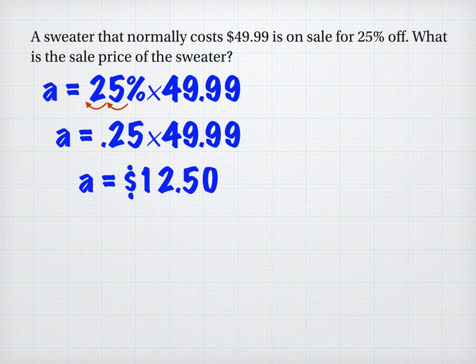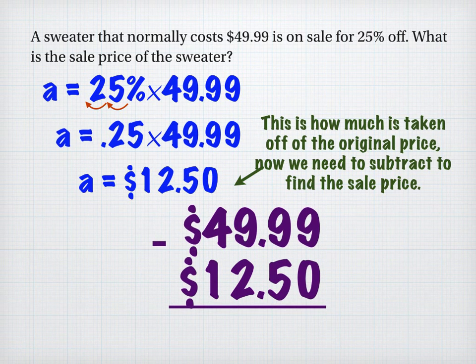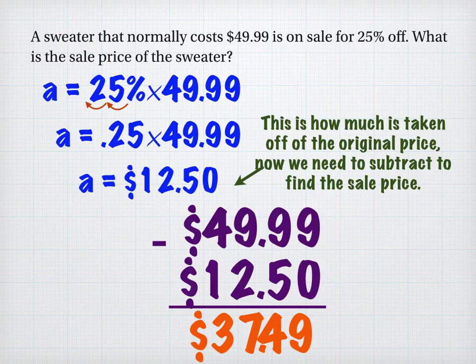Now, that's not how much the sweater cost, that's how much is taken off of the original price. Now we need to subtract to find the sale price. So the original price was $49.99. We're going to take off $12.50. So when we subtract those, we get $37.49. So that is how much the sweater would cost.